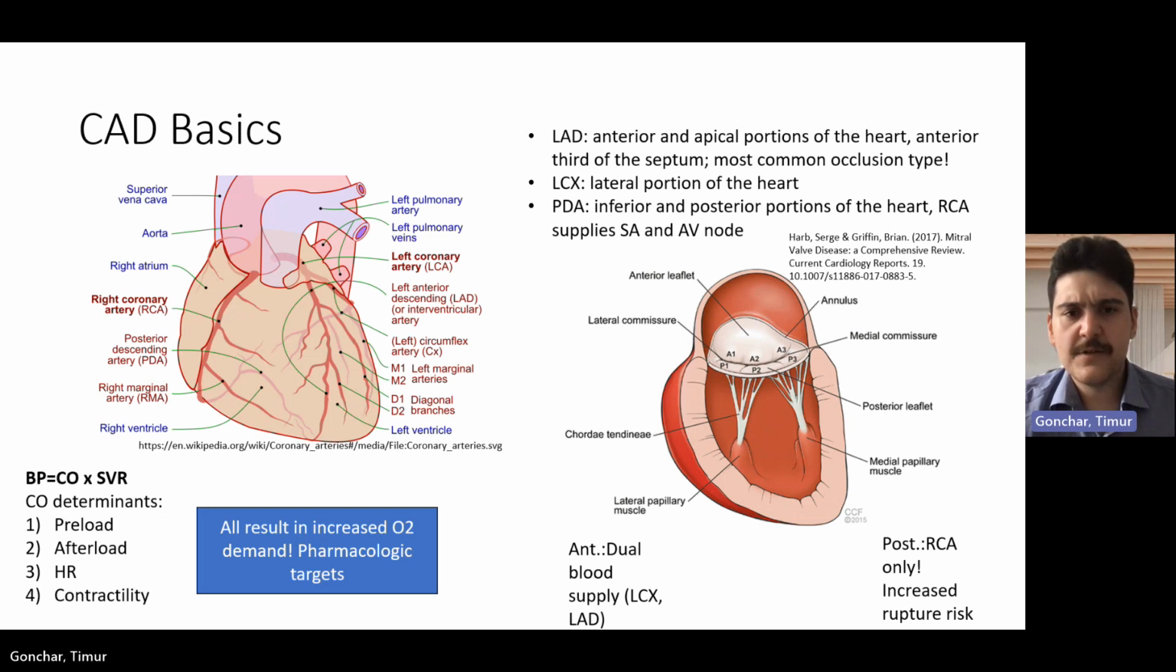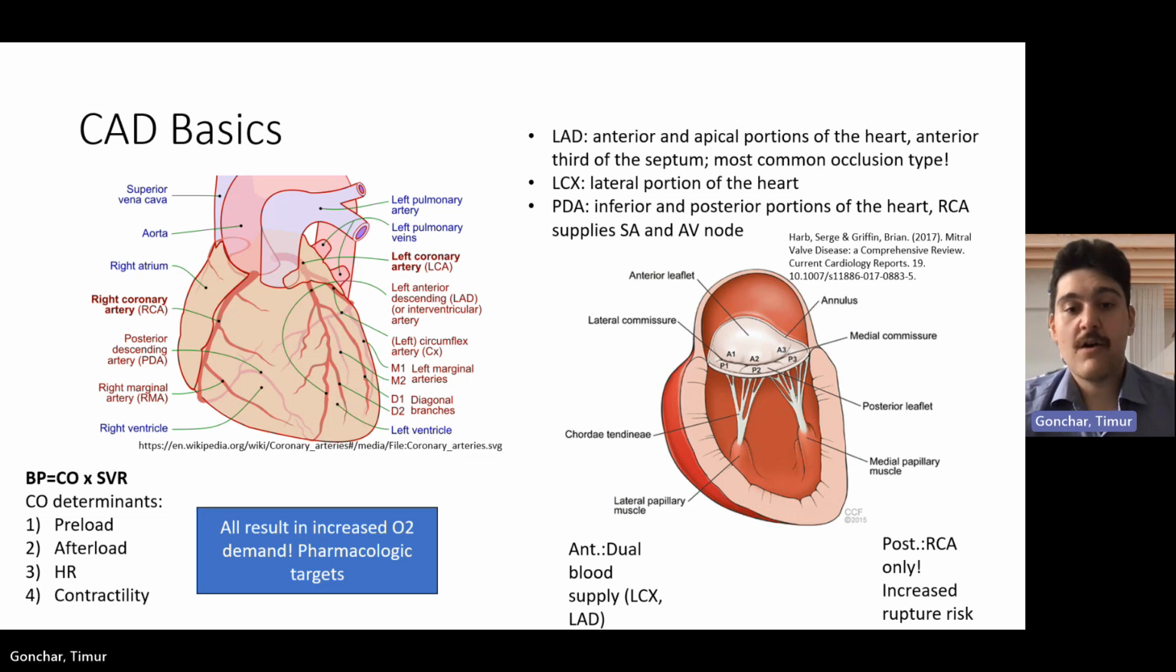The last point I would like to discuss is the mitral valve, which has a bit more complex blood supply. It consists of anterior and posterior leaflets with anterior and posterior papillary muscles, which are connected to the leaflets through chordae tendineae. The anterior blood supply is actually dual, from LCX and LAD, so it's not that bad if one of these arteries gets occluded.